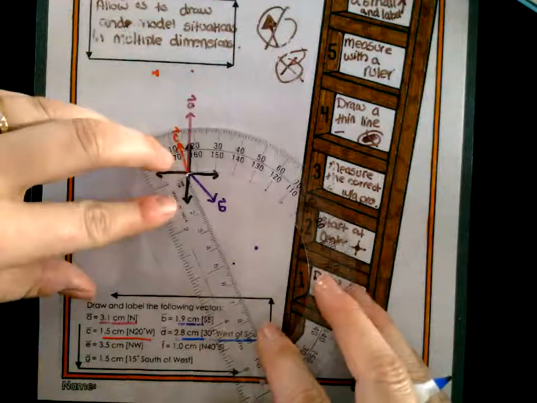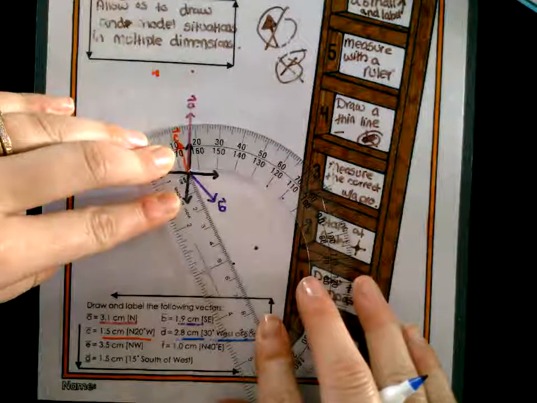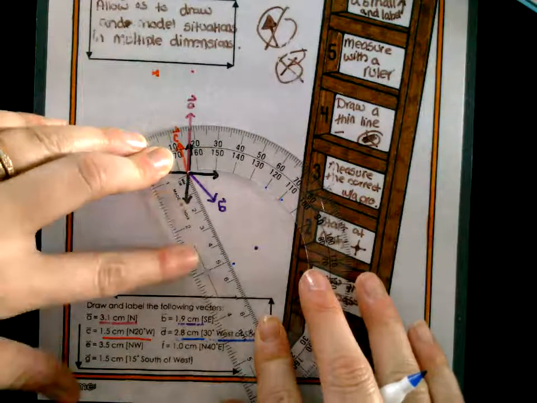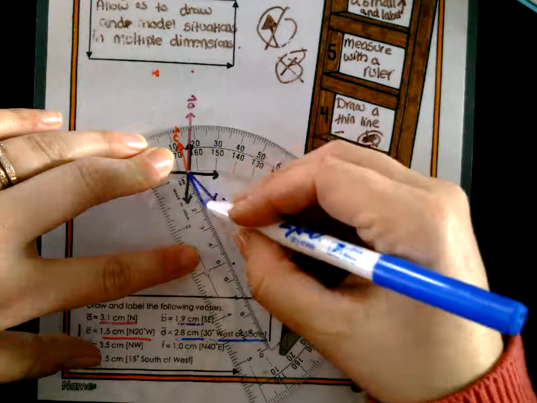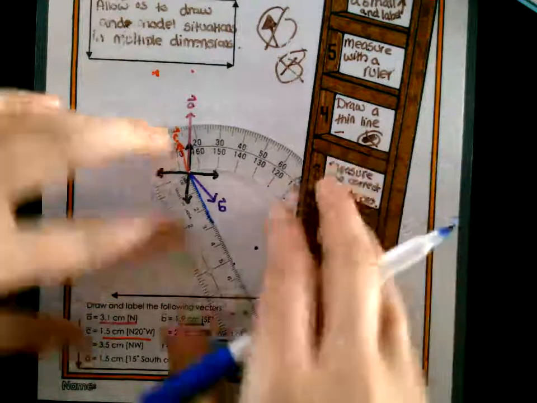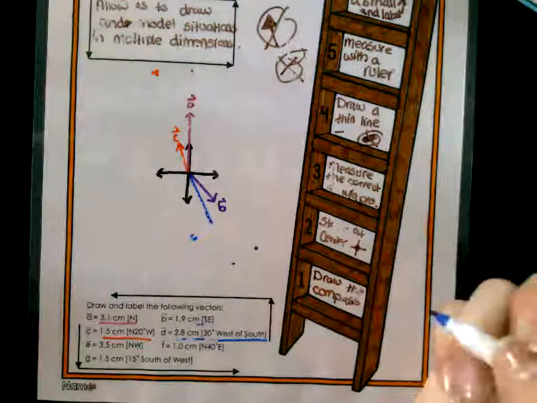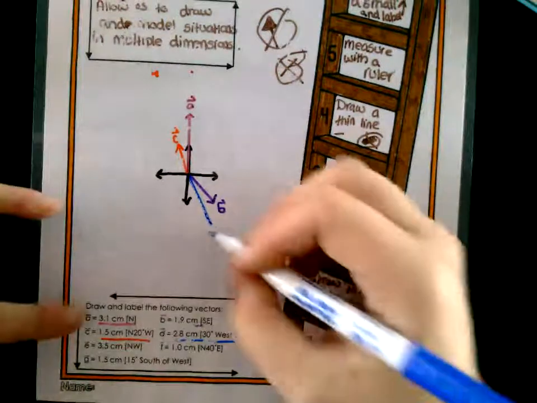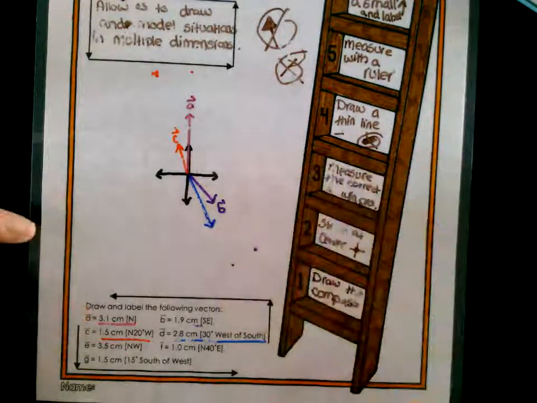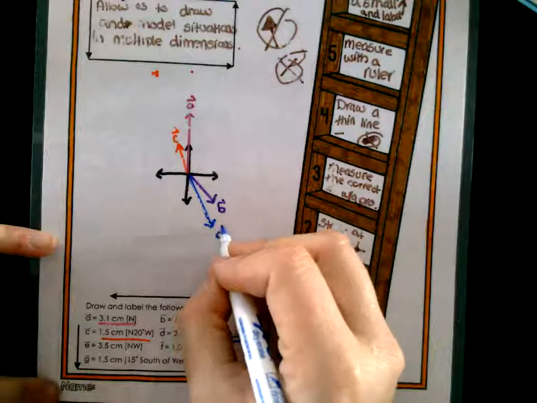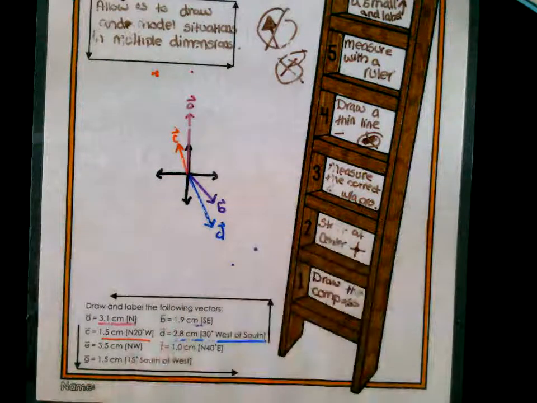I'm going to measure. I'm going to line up my protractor. I'm going to measure 2.8 centimeters. 5, 6, 7, 8. I'm going to give it an arrowhead and a name. All right, that is all I have for vectors.